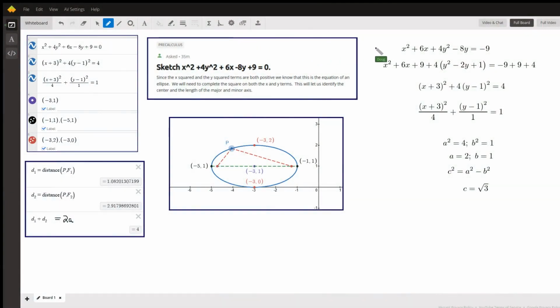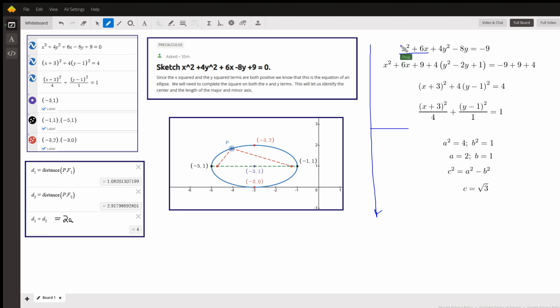Okay, over here to the right, we have the steps to complete the square to get the equation in standard form for an ellipse. So pair the x terms, x squared plus 6x, plus 4y squared minus 8y. Take the constant term to the other side. Then complete the square on these two terms.